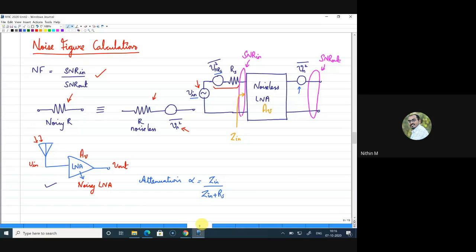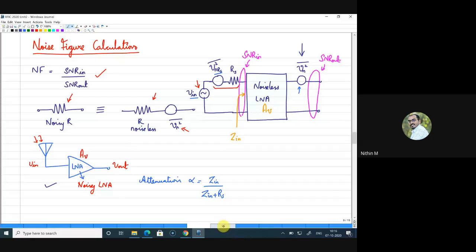And the same goes with any system also, because LNA is the first active block in a transceiver chain, and LNA also adds noise to the system, but the amount of noise added to the system is less. Now that LNA can be represented as a noiseless LNA in series with the voltage source. That is what we have done here.